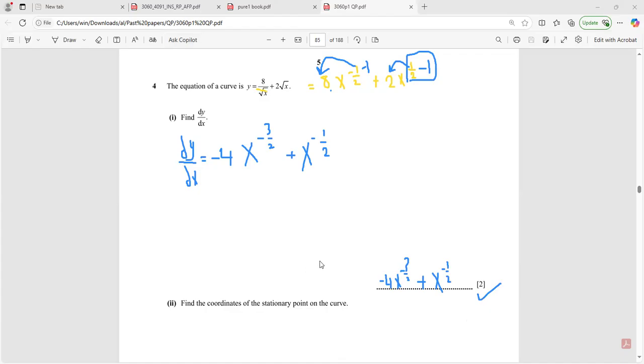Find the coordinates of the stationary point on the curve, and the stationary point, I remind you, is where the derivative equals 0. We already have the derivative and we're going to use it, okay?